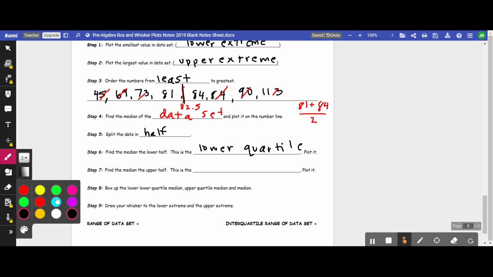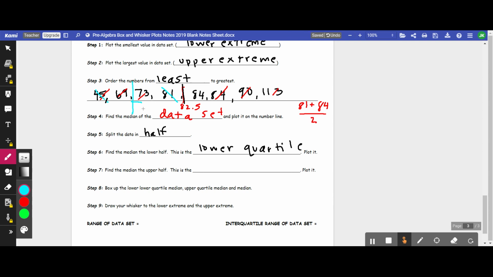So I'm going to use another color here. Okay, so I'm going to use blue. So you'll find the median for the lower half of your data. So you'll cross off the 45 and the 81, and then you'll have both of these two numbers that are in the middle, the 69 and 73. So you'll have 2 in the middle like we did with the median. So your lower quartile would be between these two numbers because it's split evenly. You have 2 below and 2 above.